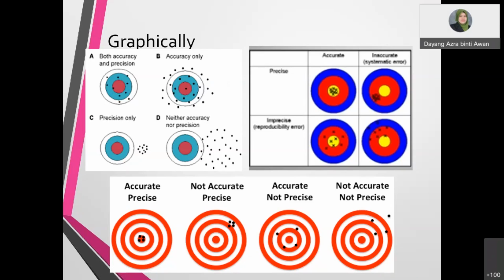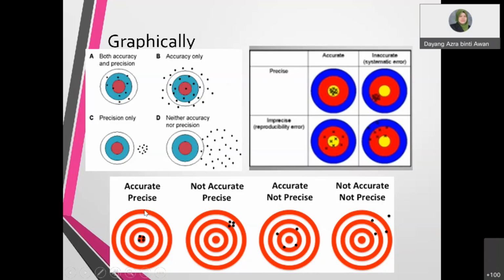And then you see C is precise. All is the same value, but it's not accurate, because it is outside the red line. And then D is neither accurate nor precise. The center is your true value. So it illustrates like this as well.